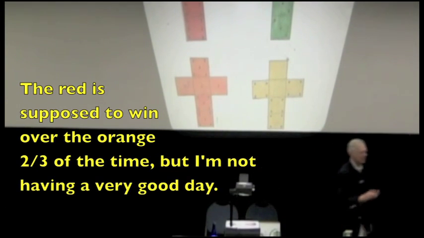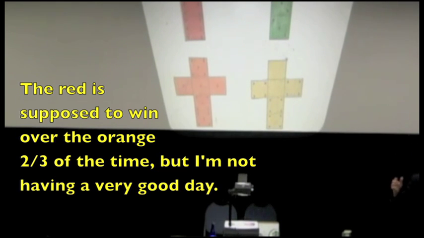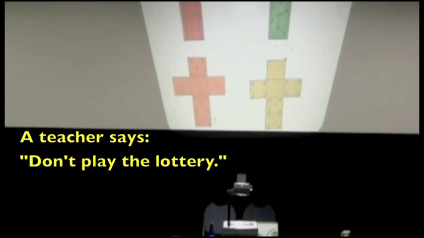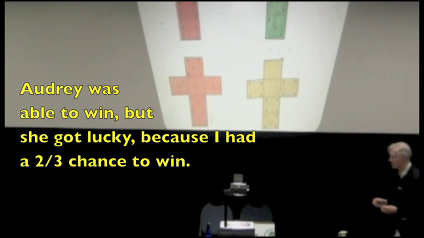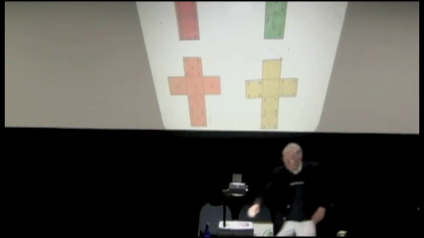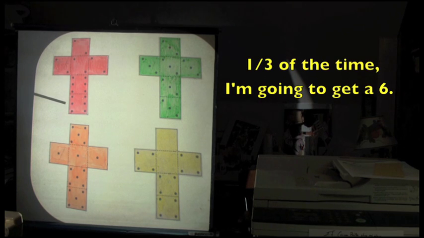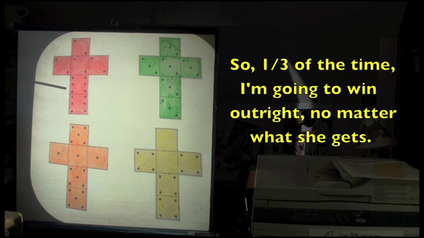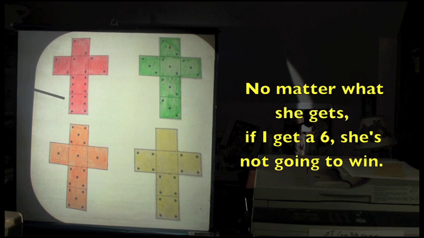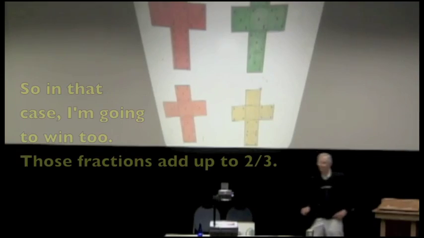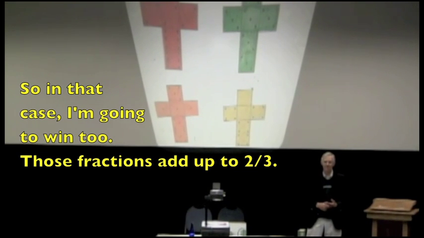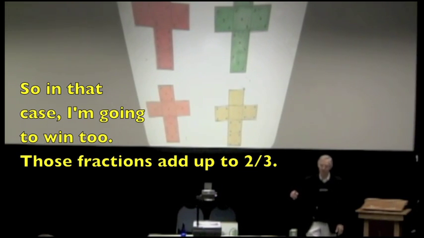The red is supposed to win 2/3 of the time, so I'm not having a very good day. Don't play the lottery. Audrey was able to win, but she got lucky because I had a 2/3 chance of winning. If you look at it, 1/3 of the time I'm going to get a 6, right? So 1/3 of the time I'm going to win outright, no matter what she gets. If I get a 6, she's not going to win. 2/3 of the time I'm going to get a 2, and half of the time she's going to get a 1. So in that case, I'm going to win. And those fractions add up to 2/3.